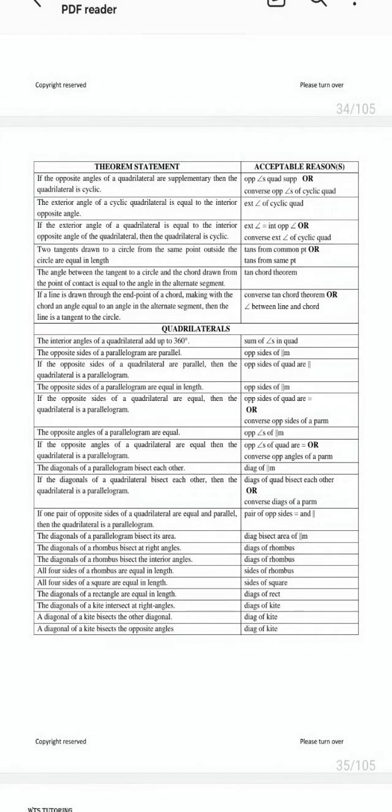Someone says use different colors for angles. Yeah, sure, you can do that.